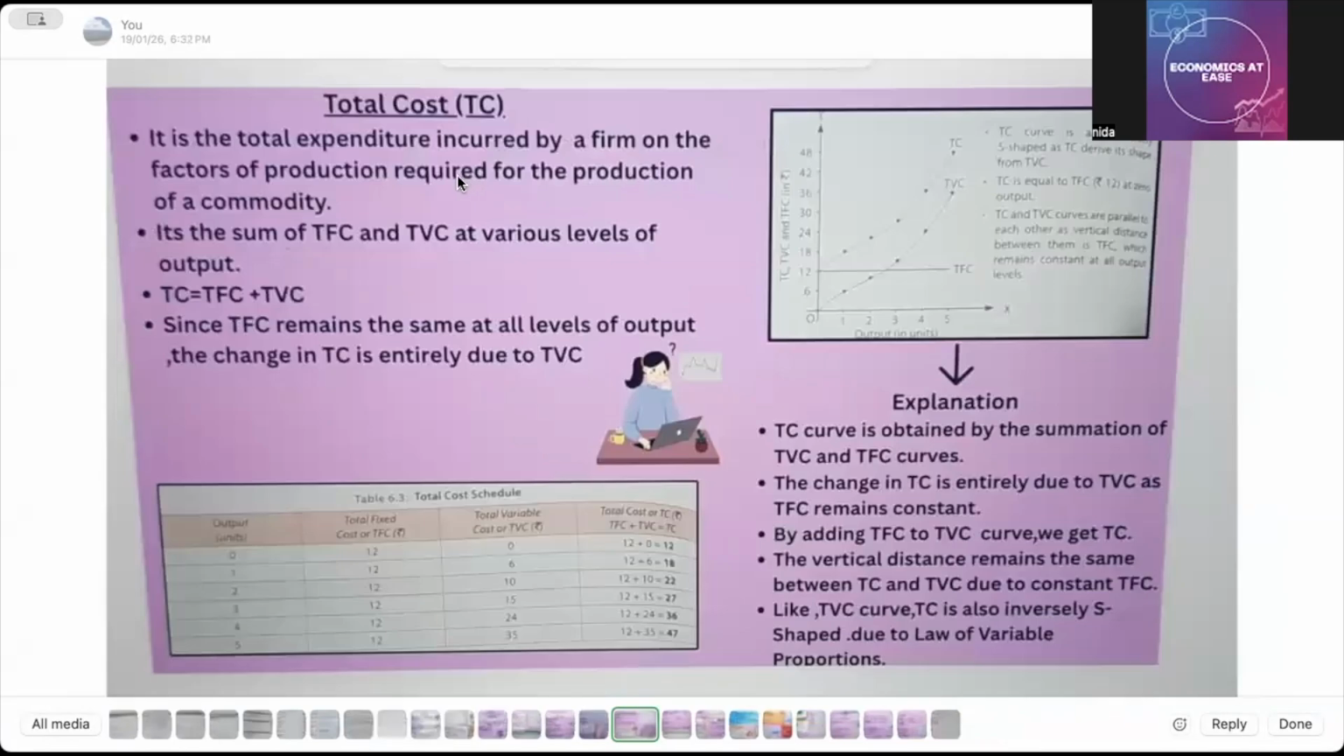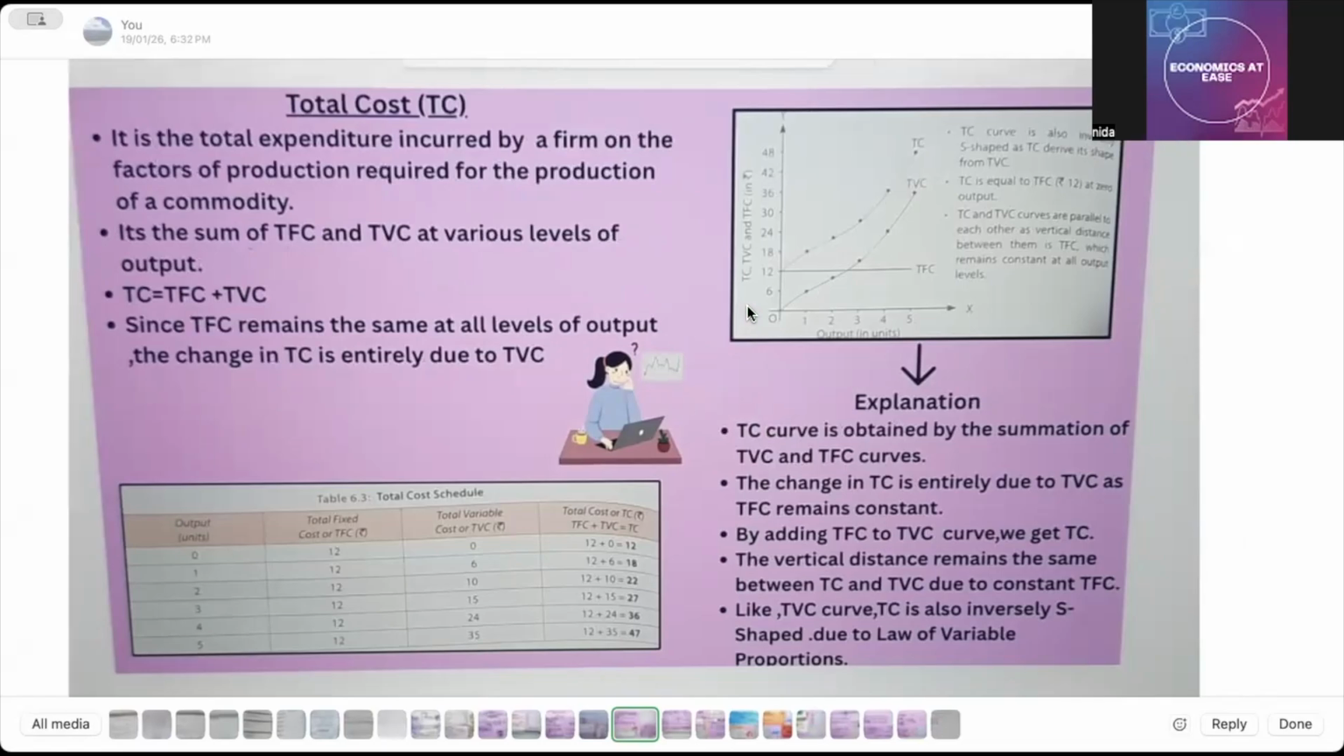Okay, then TC is what? It is the combination or the addition of two costs, that is TFC and TVC. Okay, the formula is this: TC equals TFC plus TVC. I have already explained to you, and it is also inversely S-shaped. And the behavior is just because of the law of variable proportion. So the explanation is also there.